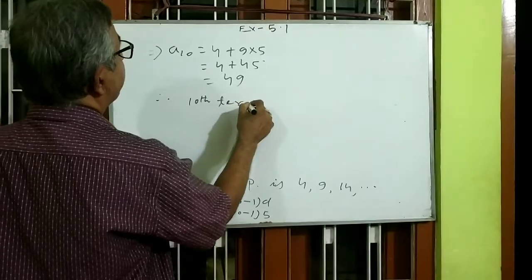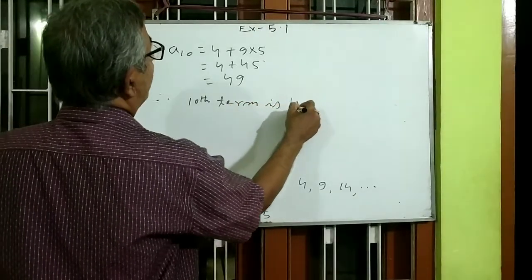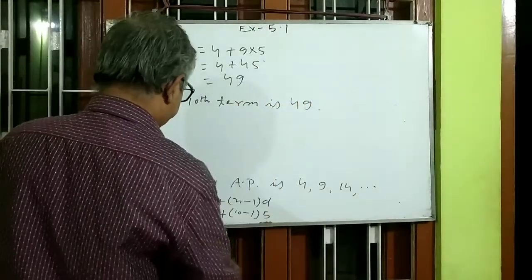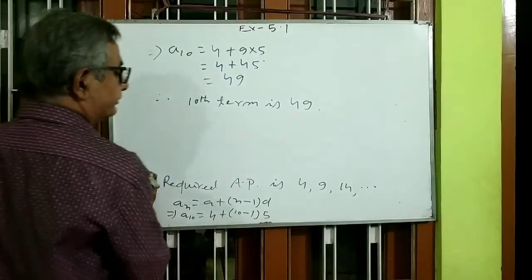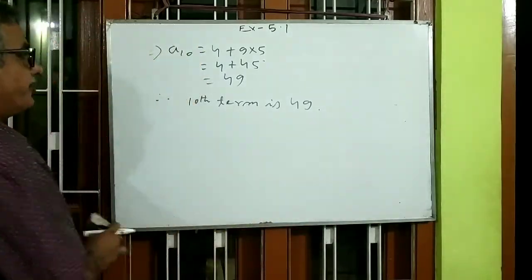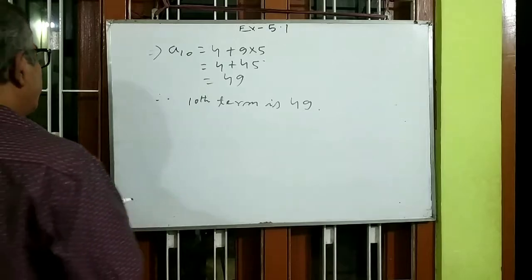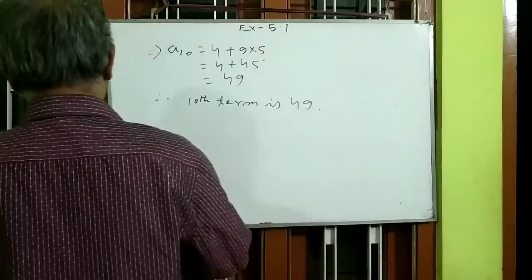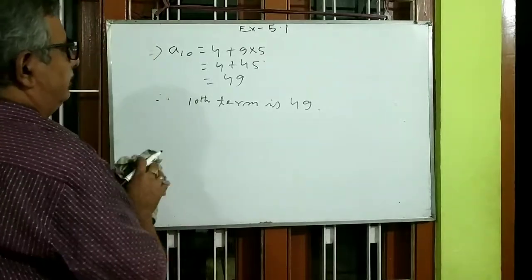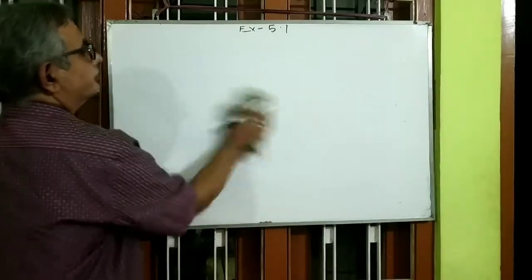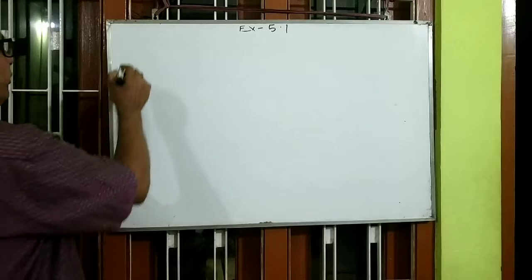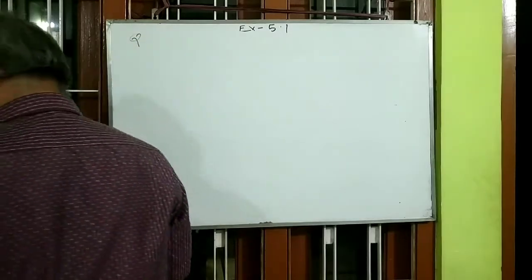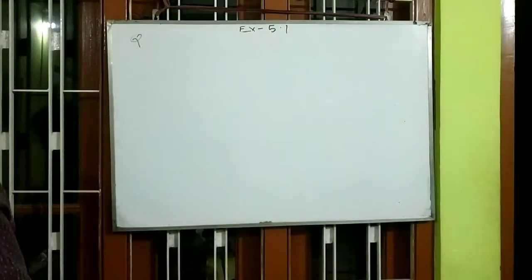So the 10th term is 49. I think you understood. One more question I am giving. Question number 3 I am giving, from the book itself.